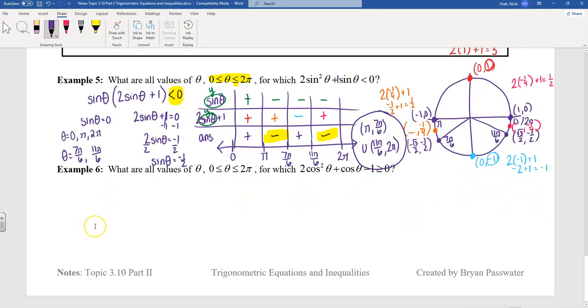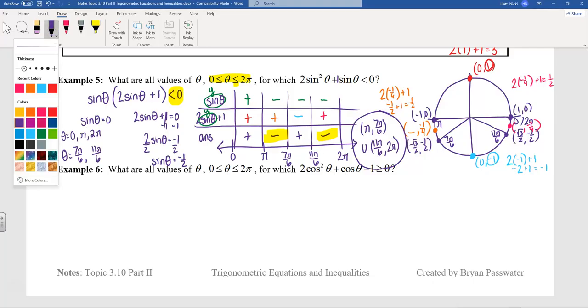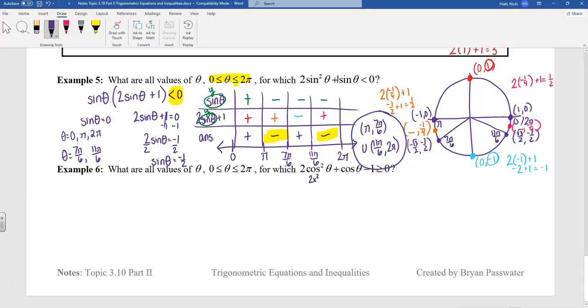So let's do one more here. We've got a couple of these that we've done. This time everything's already on one side, right? We've got 2 cosine squared theta plus cosine theta minus 1. We need to factor. Now, this is not 2x squared plus x minus 1 is greater than or equal to 0, but it acts like it, as far as our factoring goes.